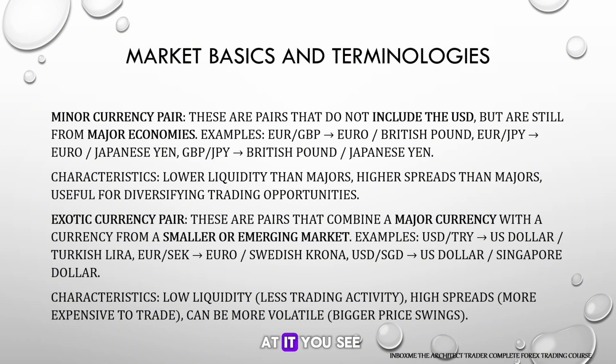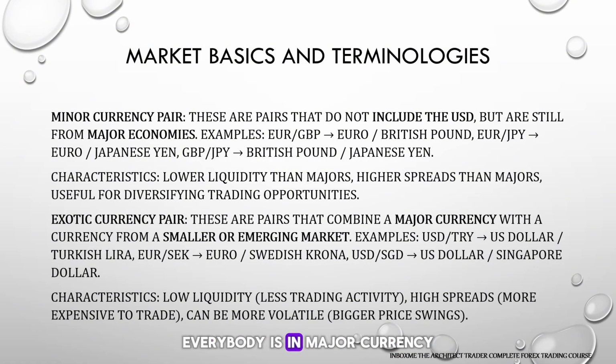So once you look at a particular pair, you don't see the US dollar. All right, the US dollar is not there, so you want to pay attention to the currencies under that pair. That's how you know if they are minor or major. The characteristic of this currency pair is that they have lower liquidity than the major ones.